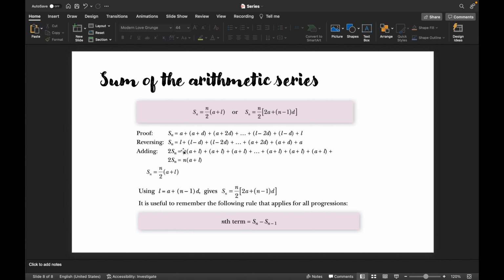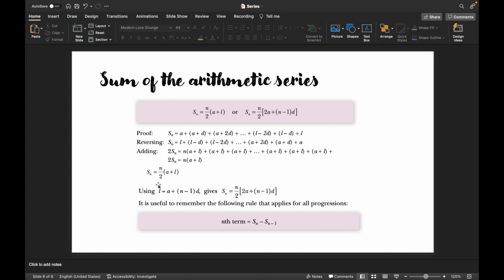I think this was a mistake. It's just going to be a plus l, n number of times, and I don't think this is supposed to be there. So I think it's just a plus l, a plus l. This is going to be n times a plus l, and that's how we get the formula.